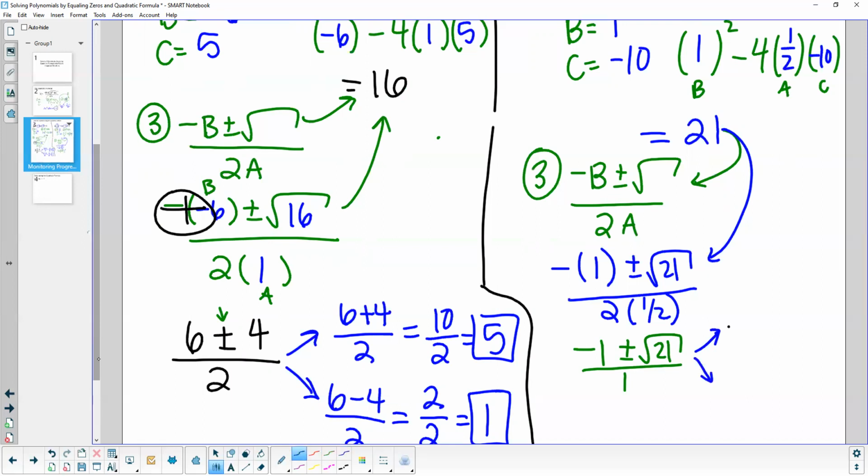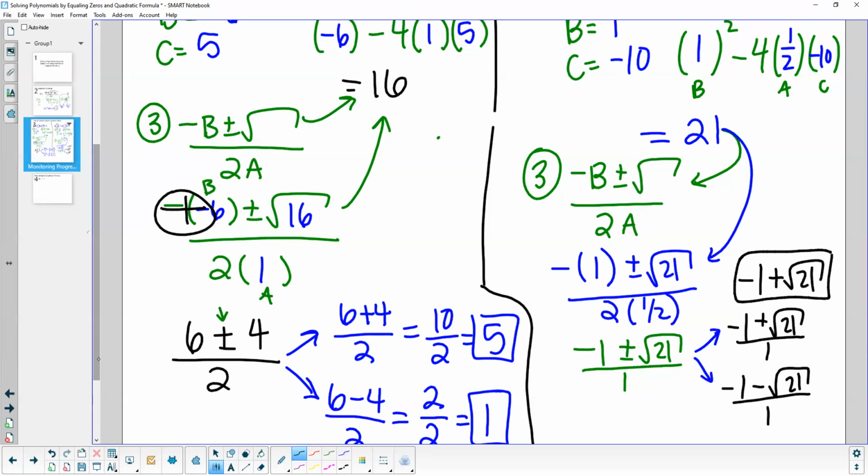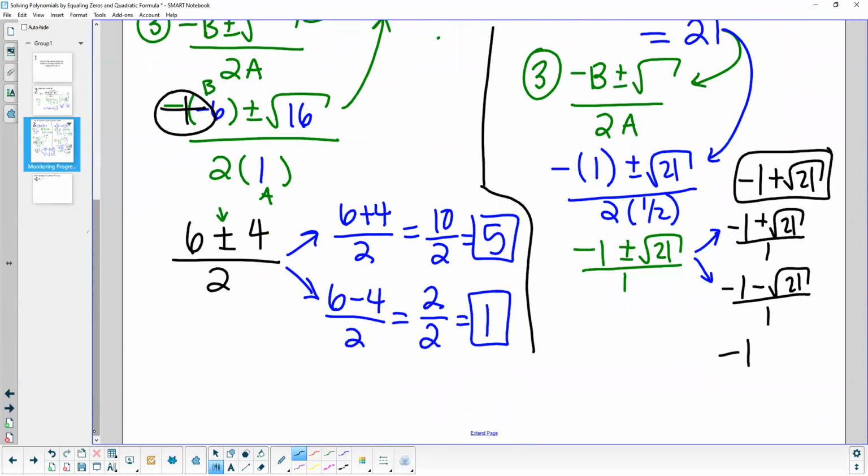So we're going to get -1 plus the square root of 21 divided by 1, and -1 minus the square root of 21 divided by 1. Now, when you divide something by 1, it's just itself. So we actually can write this as -1 plus square root 21, and we can write this bottom one as -1 minus the square root of 21. But I would also give you full credit for writing these answers here because obviously you know what you're doing, right? So we want to be able to use it that way.